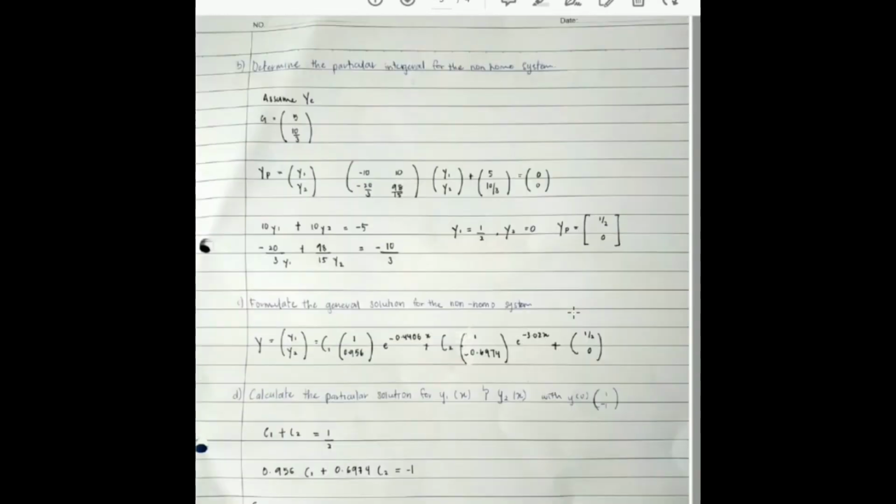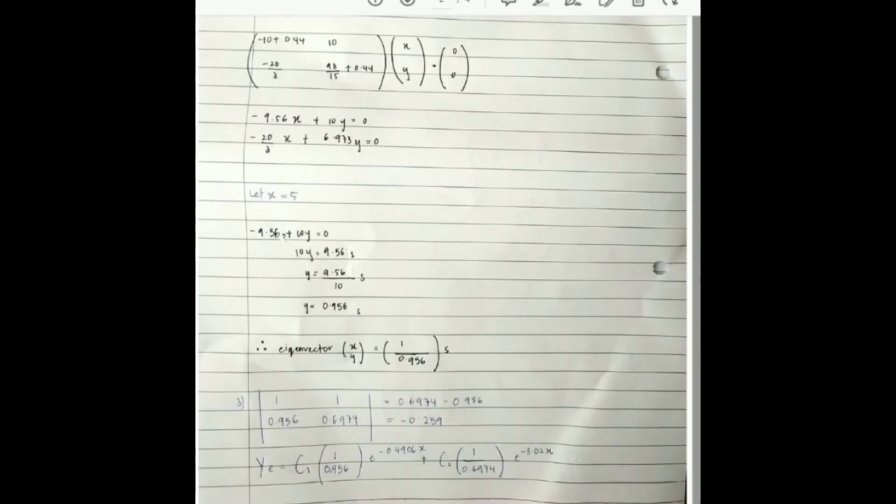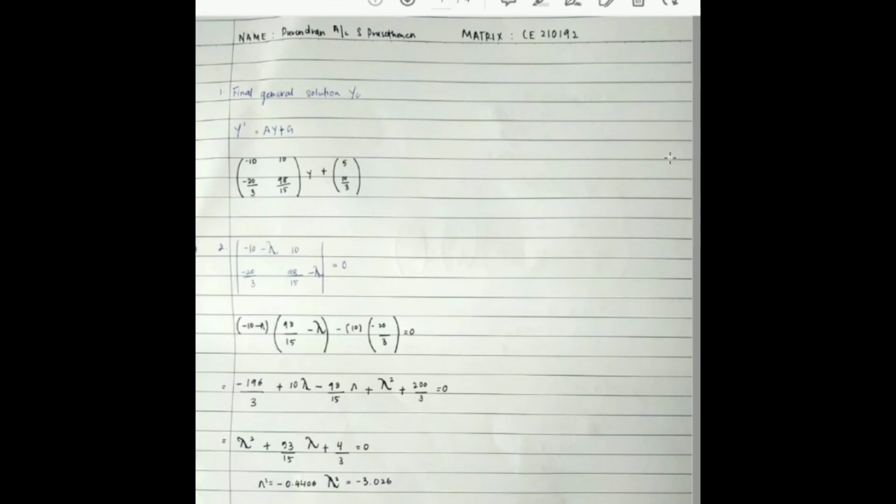And finally, y equals negative 5.45 times e to the power of negative 0.4406x, plus 5.715 times e to the power of negative 3.026x, plus 1 over 2. So that's all from me, and next I will show in Maple software how I did that. Thank you.